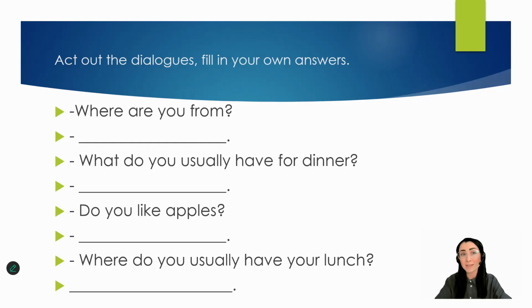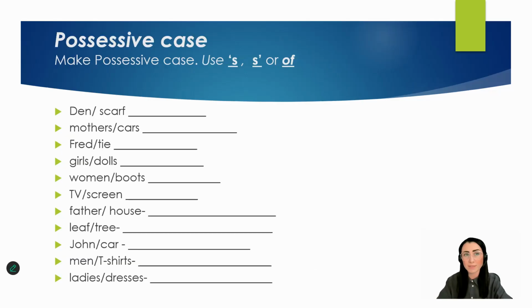If you still cannot answer these questions, go to the previous lesson. There I teach you how to have conversations like this. Do you remember how to make possessive case? A quick reminder. We use apostrophe s to say that something belongs to somebody.